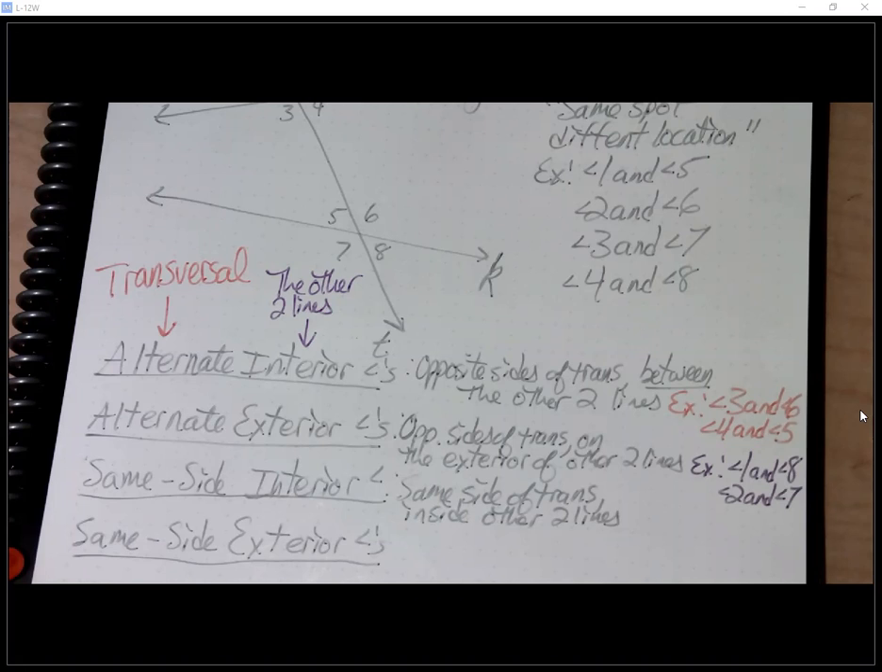Now, the other two lines. What are the other two lines that matter here? A and C. Does everybody see that? A and C are the two lines that matter. I don't care about line B. I also don't care about line D. It has nothing to do with these two angles. So if you're looking at those other two lines, are they both on the interior or both on the exterior? Exterior. So when we put it all together, these are alternate exterior. Okay, let's get trickier.